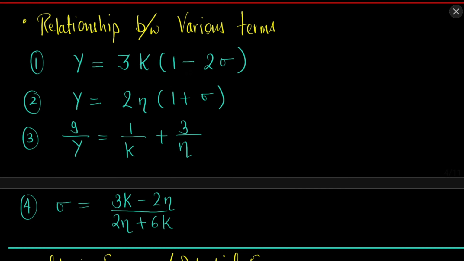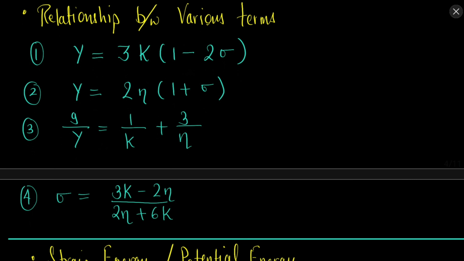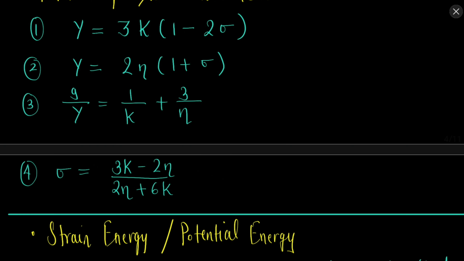So what we have discussed so far can be summarized. These are a few relationships between different types of modulus and the Poisson ratio. Just remember these formulas. They will be very helpful for you in solving a few questions.